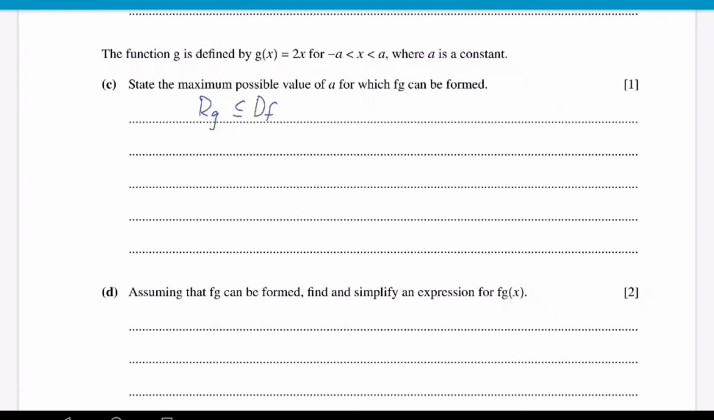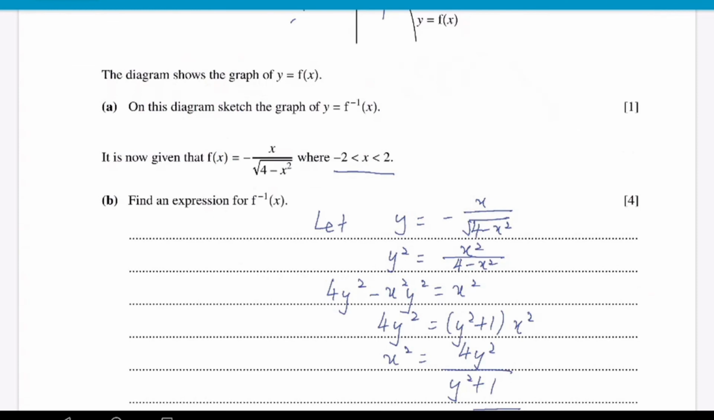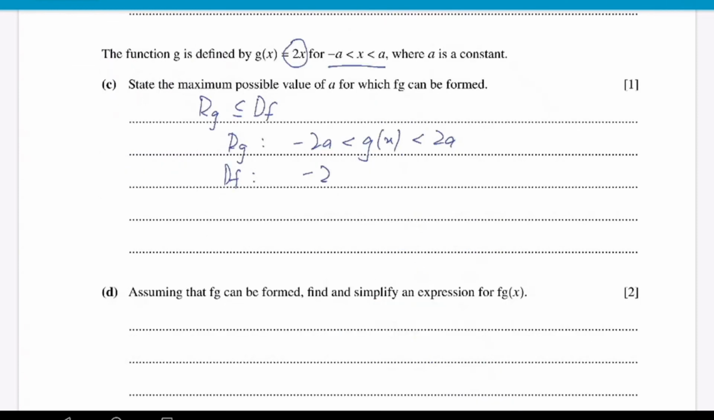So the range of g is represented by 2x here. If x is in between negative a and a, then the range of g is in between negative 2a and 2a. So we need to fit this into the domain of f. What is the domain of f here? The domain of f is already given, it's in between negative 2 and 2.